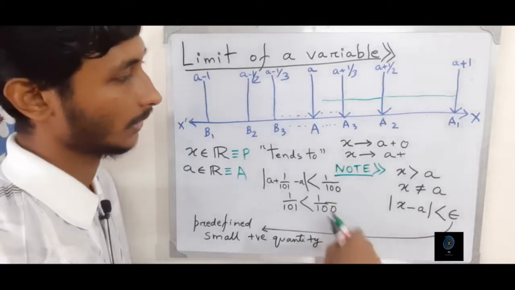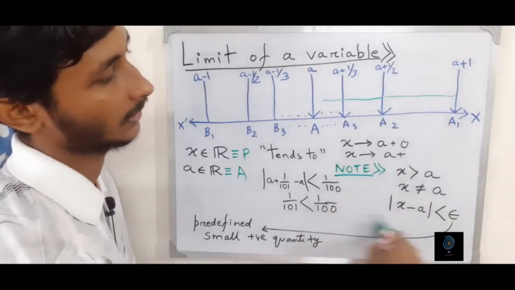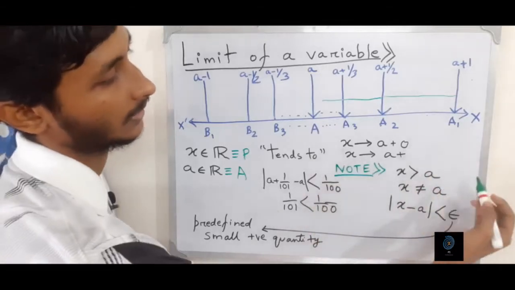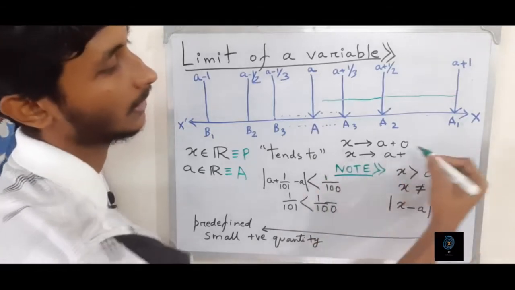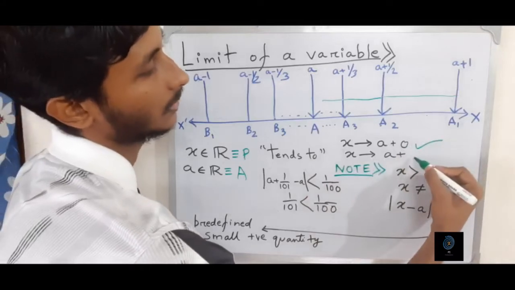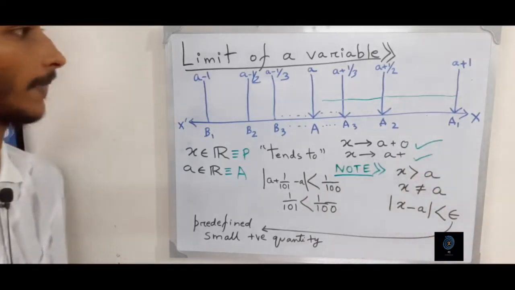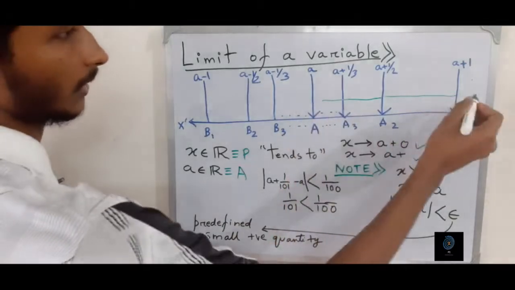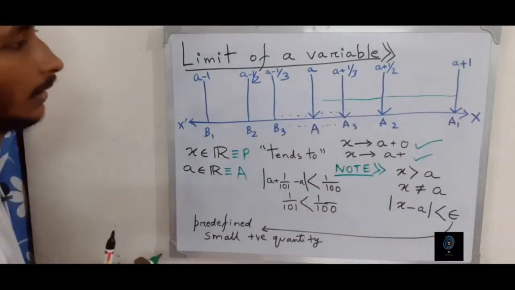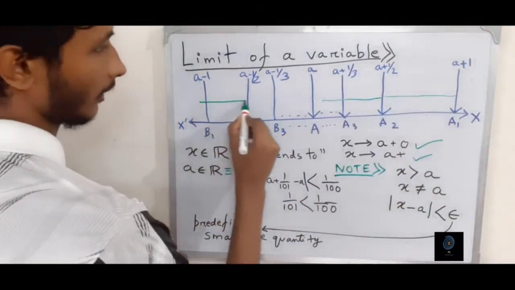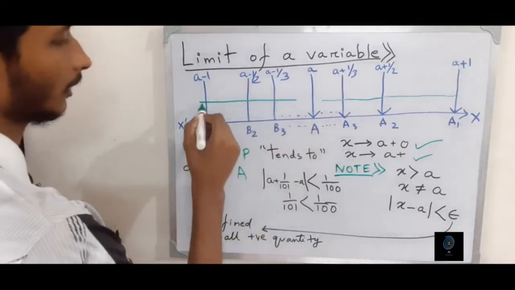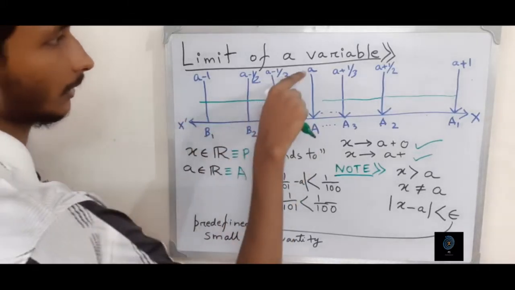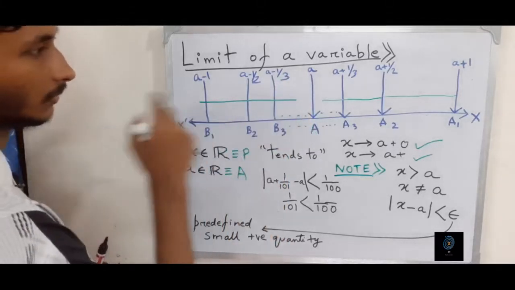So in these cases, if this happens, we will say that x tends to a from the right hand side, and we will denote it by x tends to a plus 0 or x tends to a plus. Similarly, as p can approach the point a from the right hand side, it can approach from the left hand side also, or x can approach this constant a from lesser values of x.